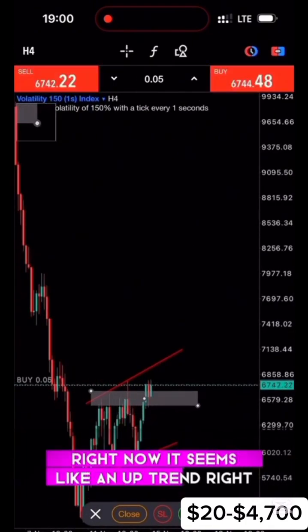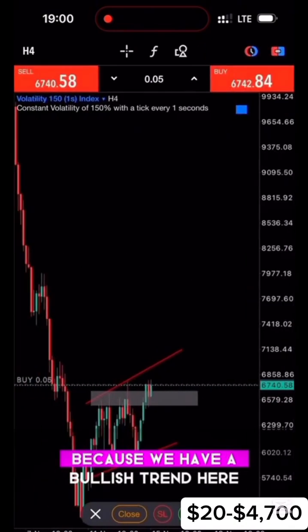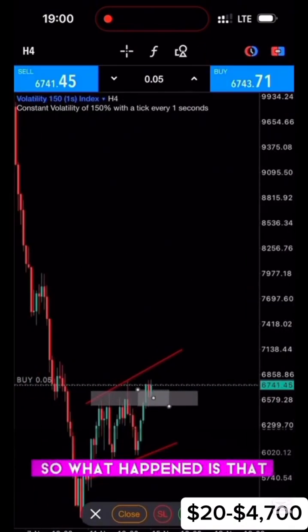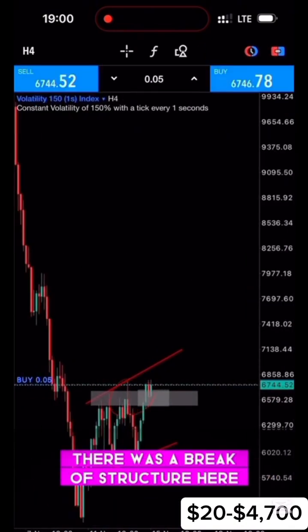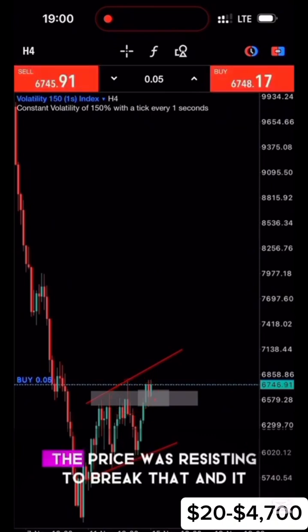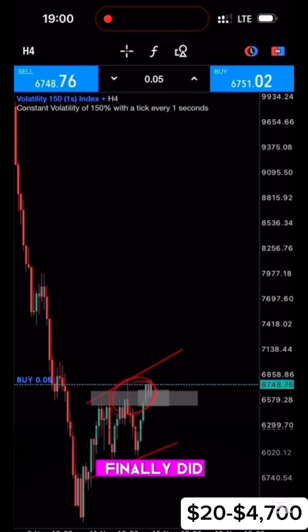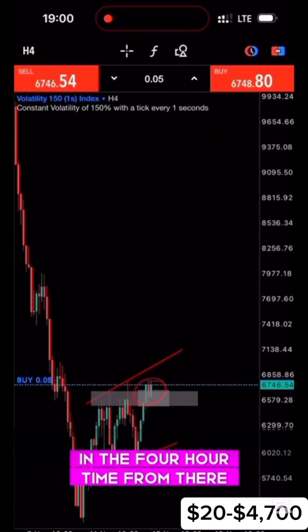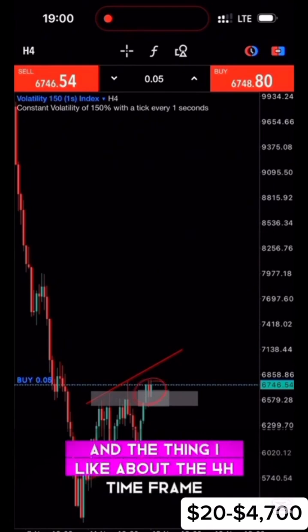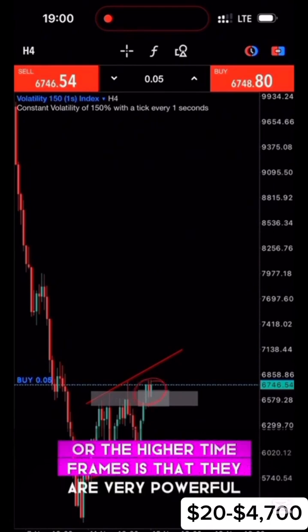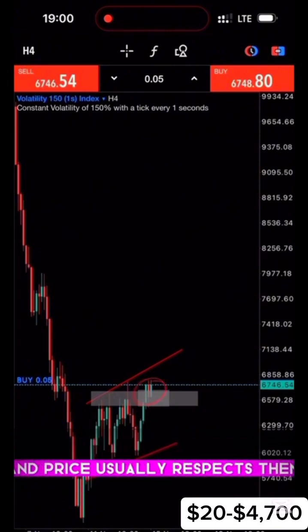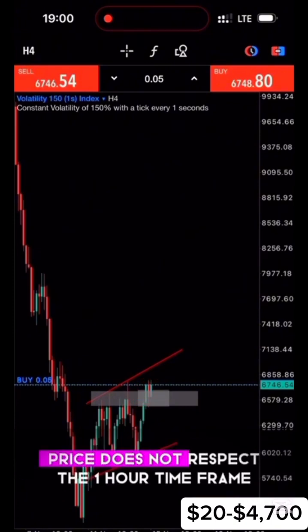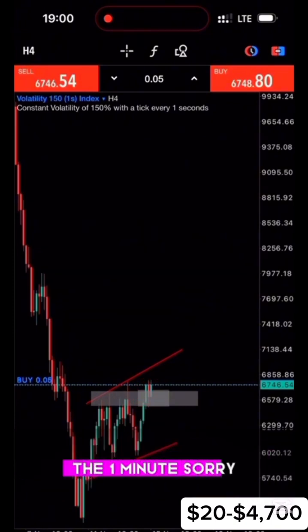Right now, it seems like an uptrend, right? Because we have a bullish trend here. So what happened is that there was a break of structure here to the left. The price was resisting to break that, and it finally did. When it did, it then came back with a retest in the 4-hour time frame there. And the thing I like about the 4-hour time frame is that it is very powerful, and price usually respects it. Unlike the 1-minute time frame, price does not respect the 1 minute.